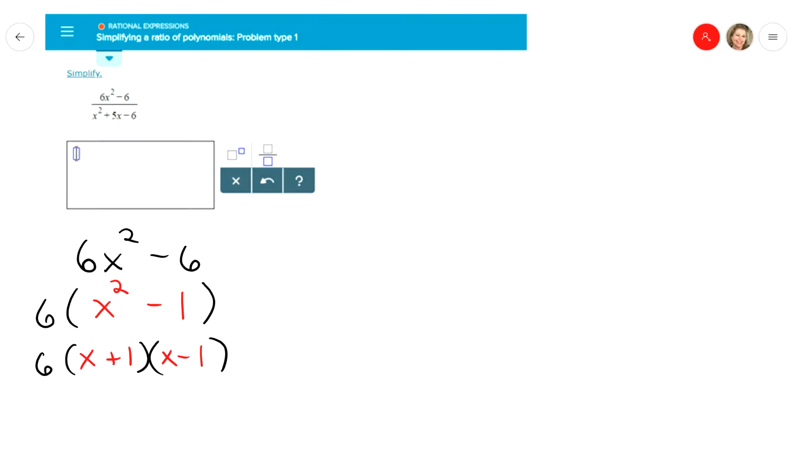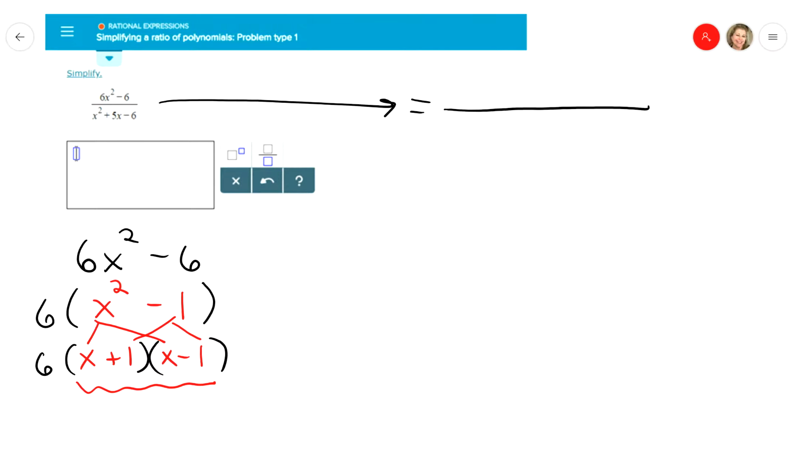That's one of those special types of factoring where if you were to FOIL it back, outsides and insides would cancel. So all you're left with is first times first and last times last, x squared and the minus 1. So anyway, that's my numerator. So come over here, equals. My numerator is going to factor to be 6 times an x plus 1 times an x minus 1.